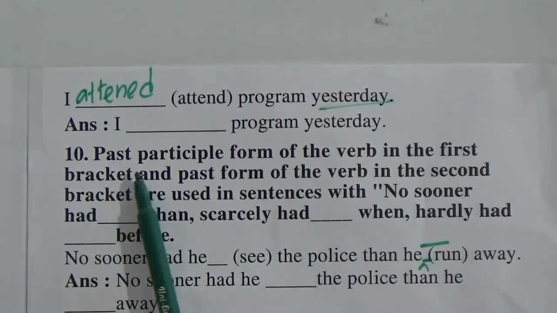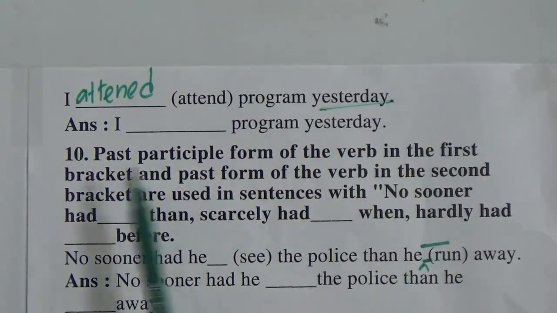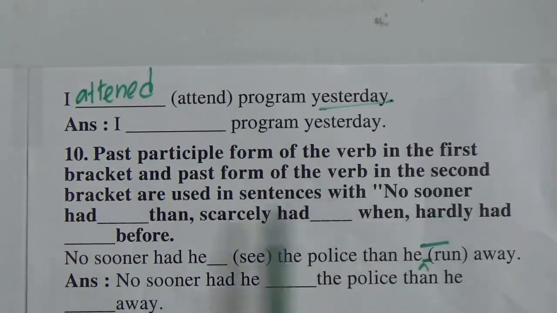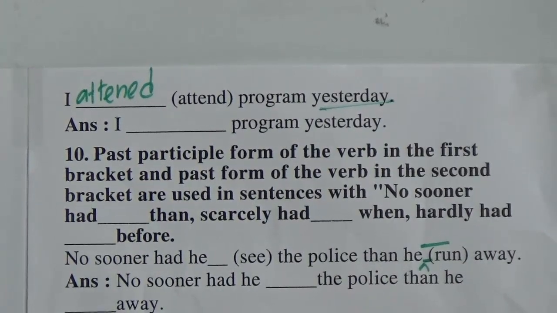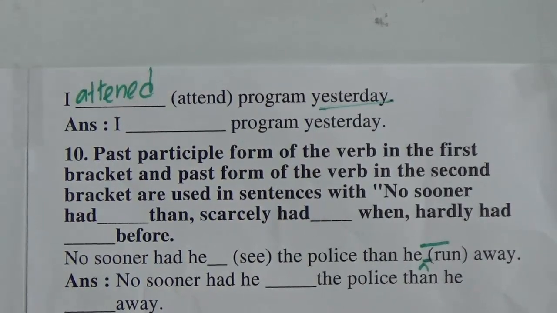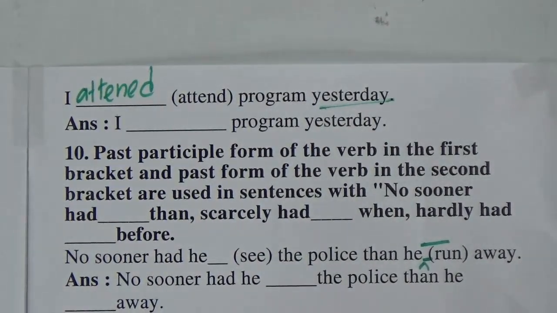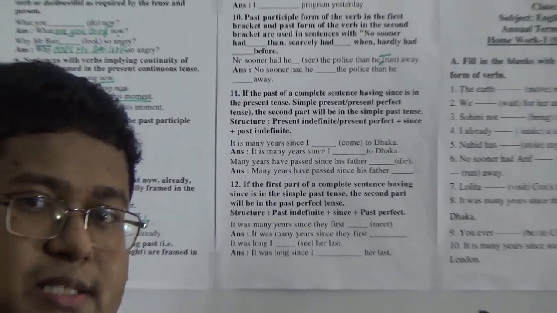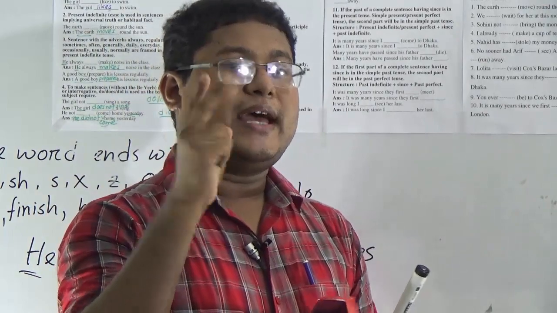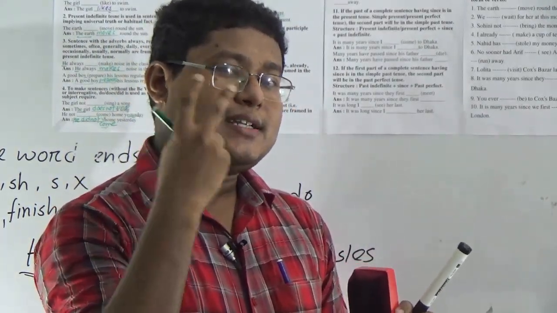Rule number 10. The past participle form of the verb in the first bracket and the past form of the verb in the second bracket are used in sentences with no sooner had, than, scarcely had, when, hardly had, when. Okay, let me clarify. If you find these words, no sooner had, than, scarcely had, when, hardly had, before, this sentence mentions the time period of past tense, and two works happen at a time.